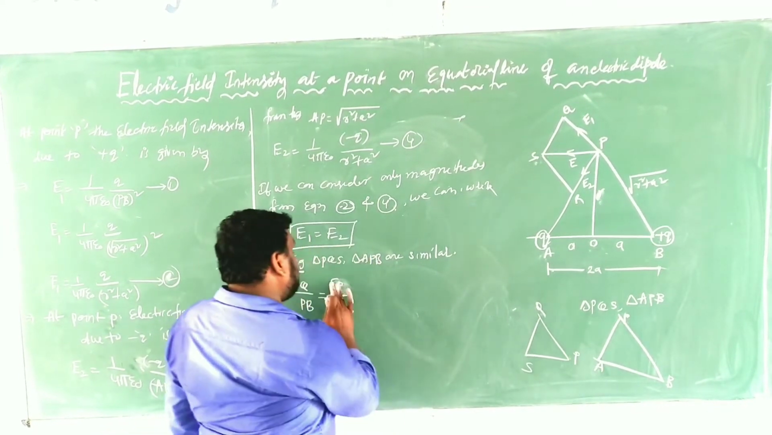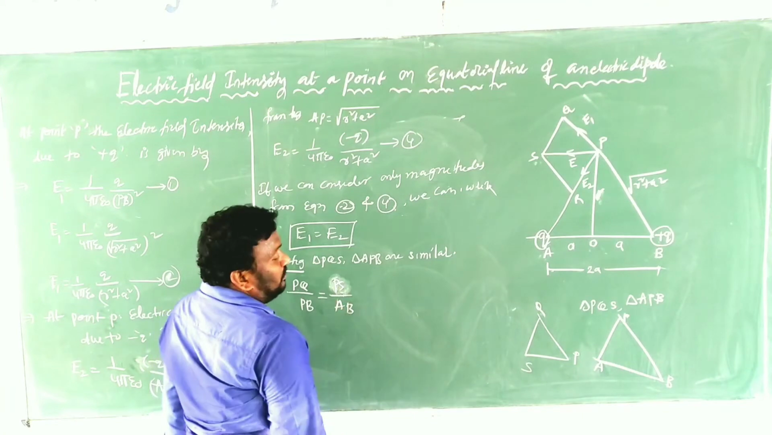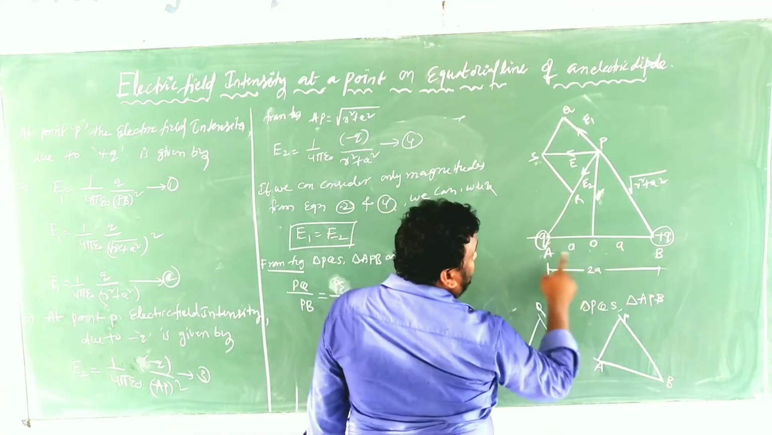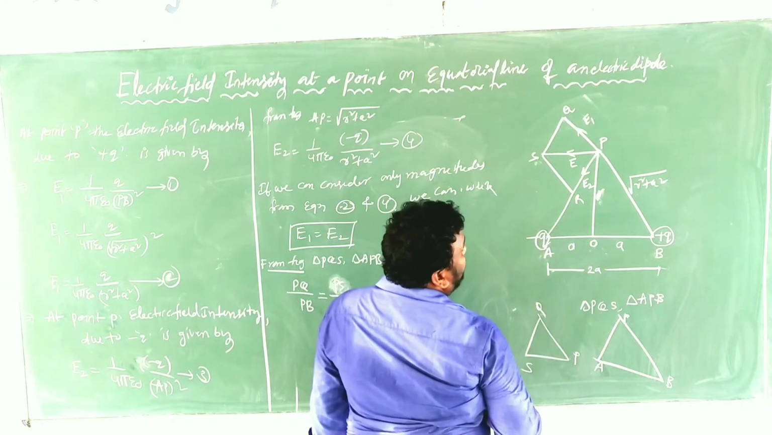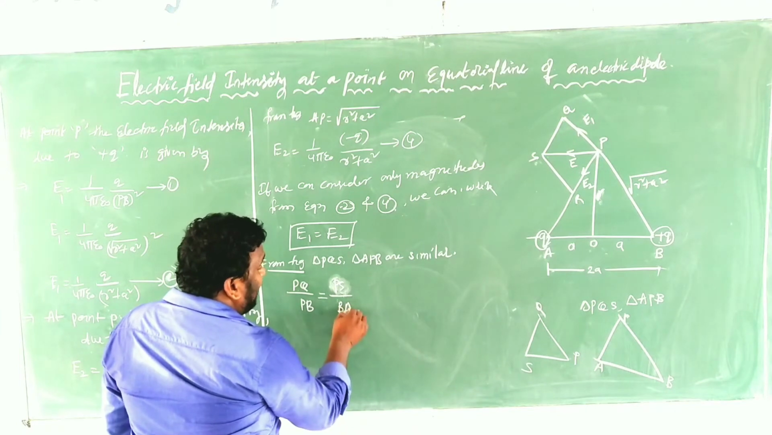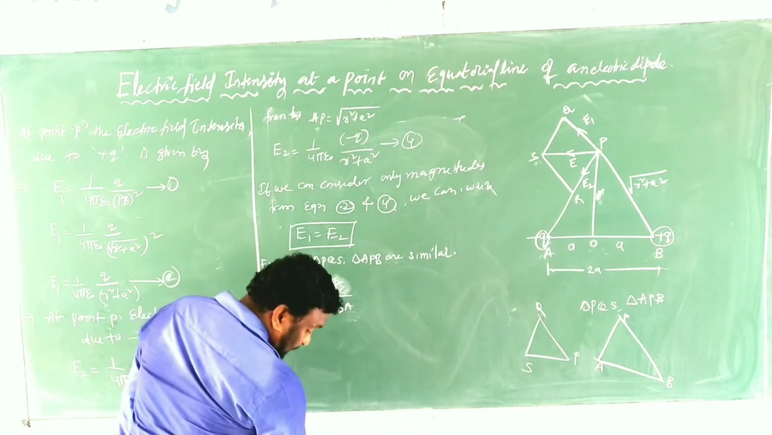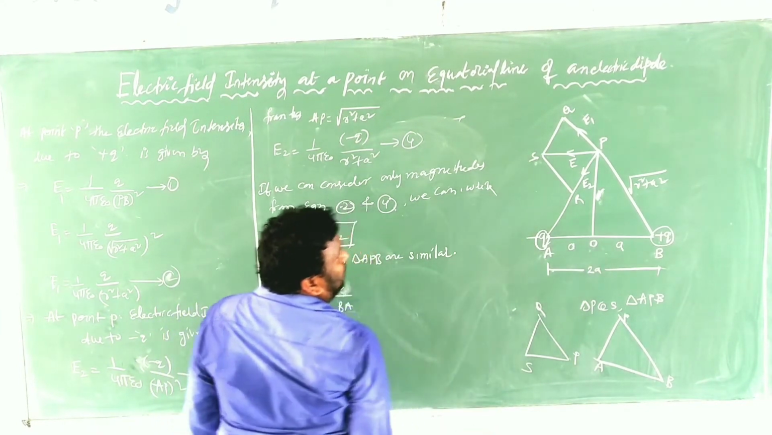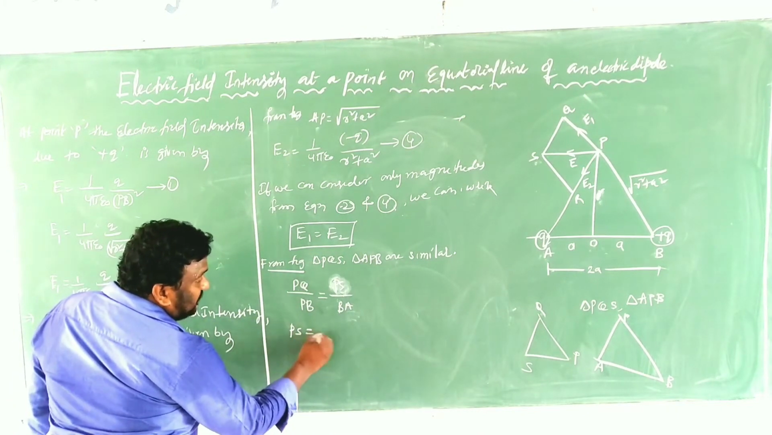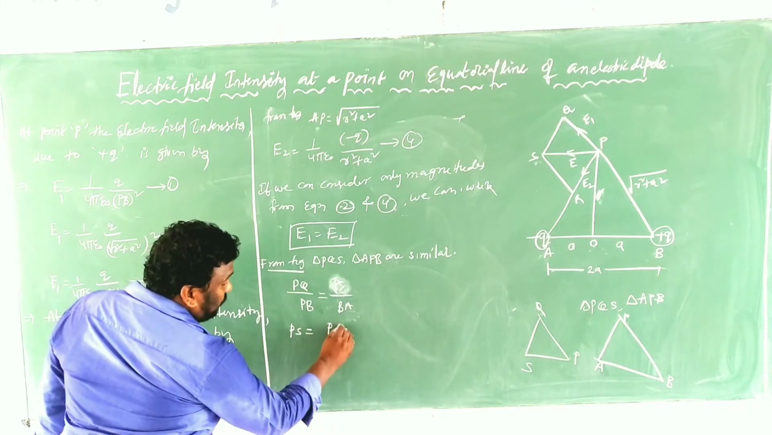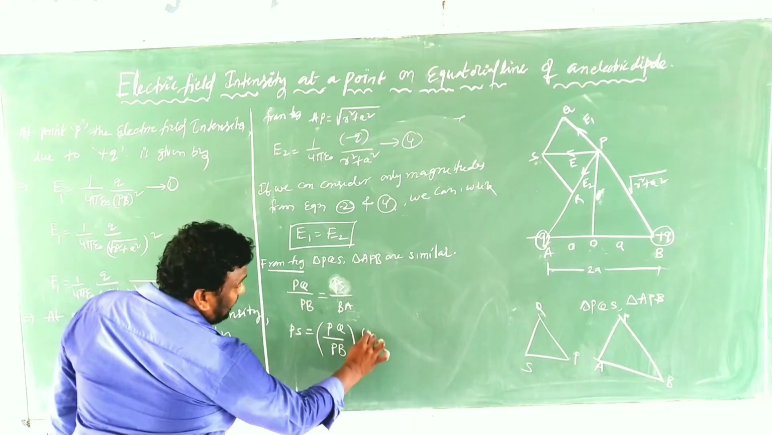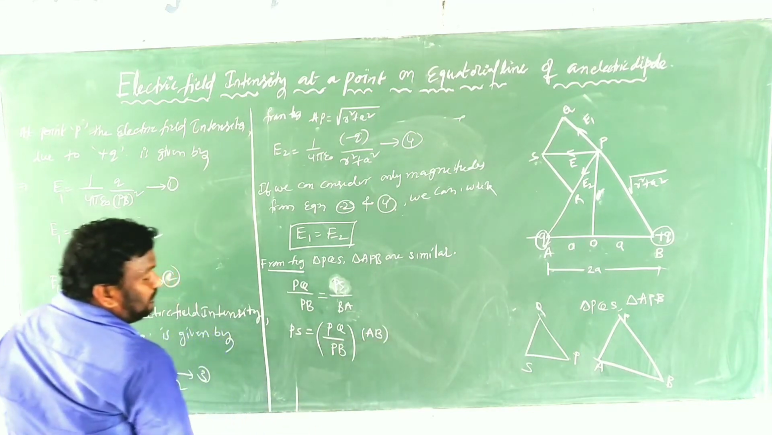Children, I already told you PS is similar to AB. Here you have to observe very carefully. According to the parallelogram law of vectors, PS is the resultant. That's why we now write the expression for PS: PS is equal to PQ by PB into AB.